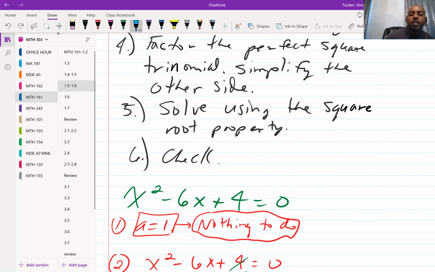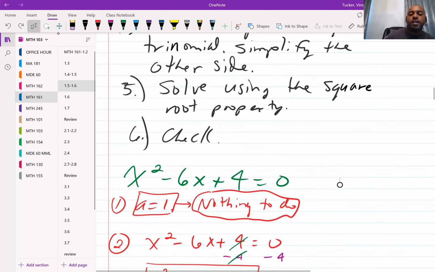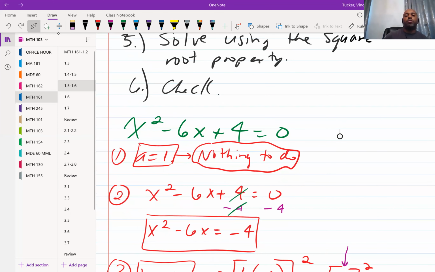All right. Step 2, we want to isolate the constant. So we subtract 4 from both sides. We want to get that 4 to the other side of the equation. So we subtract 4 from both sides, giving us x squared minus 6x equal to -4.